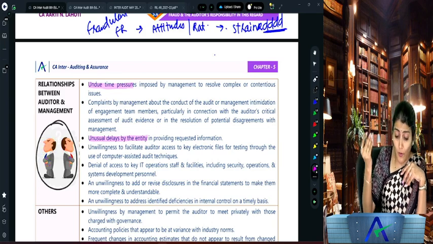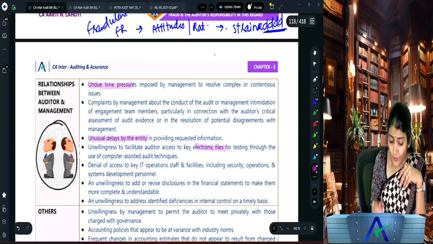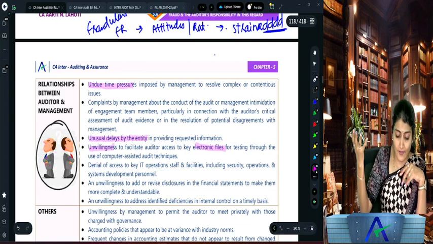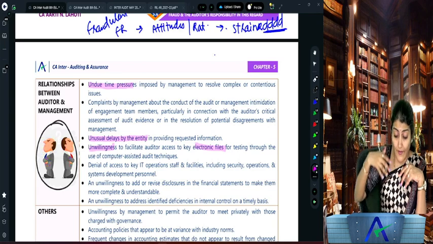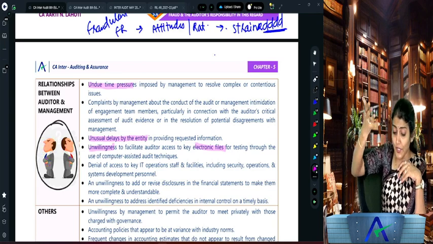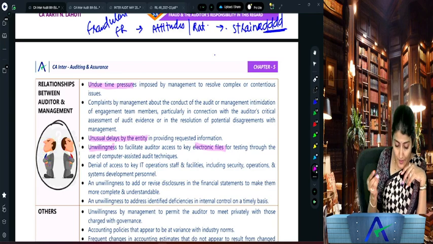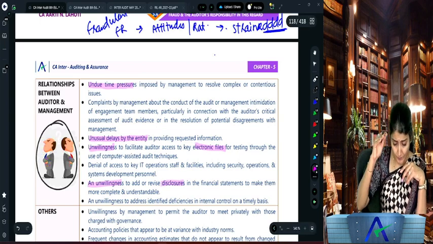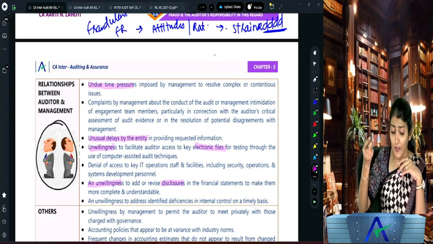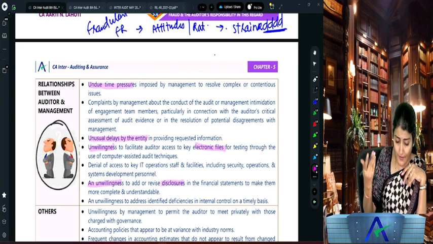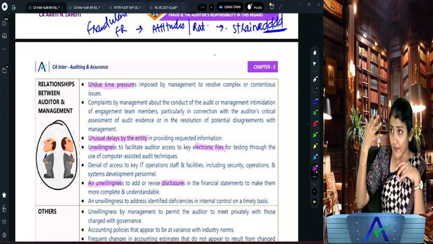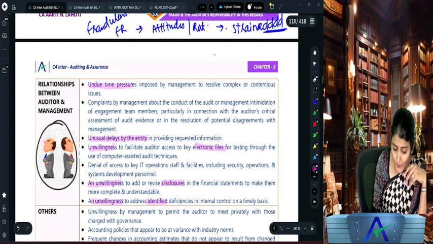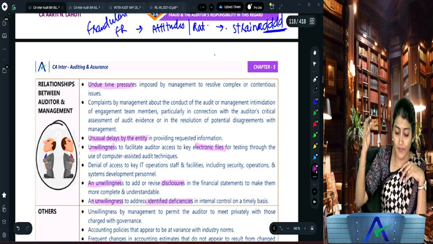Then what does it say? Auditor says, I want to check your electronic files. But there is the unwillingness of the management to give access to the electronic files. Then auditor is telling management, give the additional disclosures in the financial statements. But again there is the unwillingness of the management to give the disclosures. Auditor has identified the deficiencies in the internal control. He is telling management, please rectify, please correct these deficiencies. But again there is an unwillingness to address the deficiencies in the internal control.